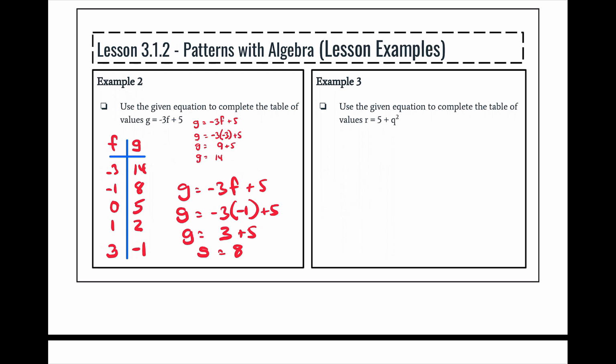Okay, so the next 3 values you should have got were 5, 2, and -1. Now notice this one right here where we have a value of, for the dependent variable f of 0, that the value of g just ends up being that constant value right there, because no matter what, if I multiply a number by 0, it's always going to be 0.